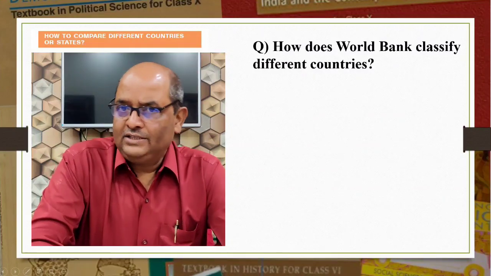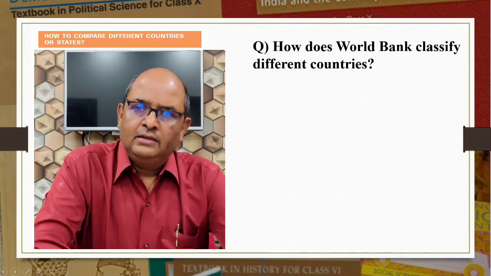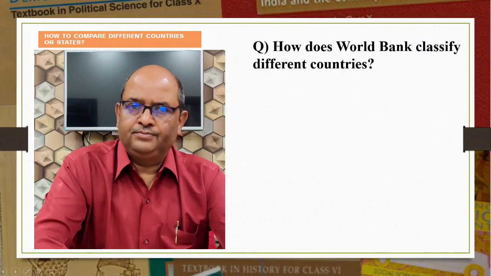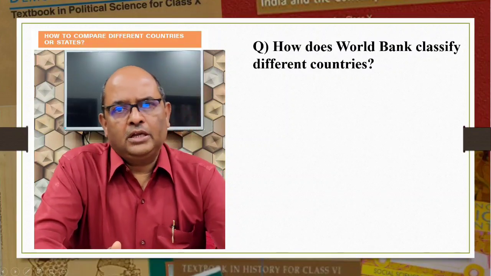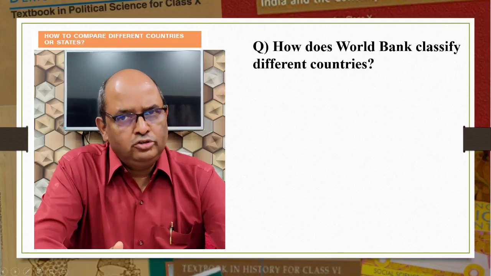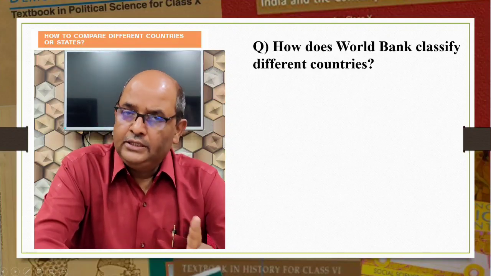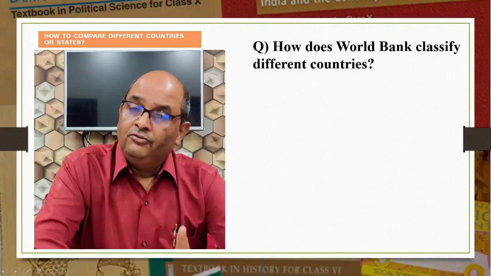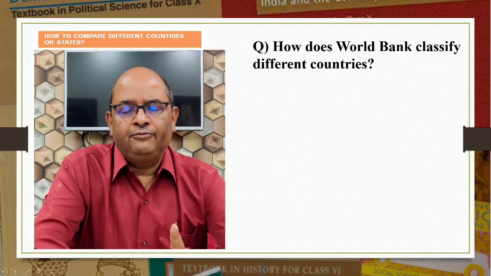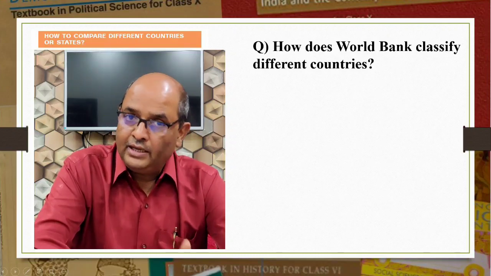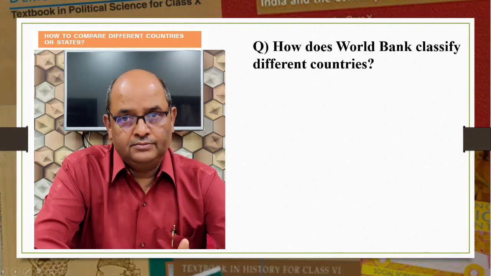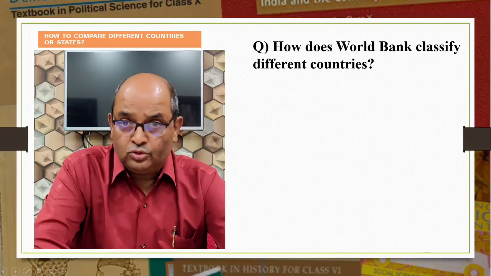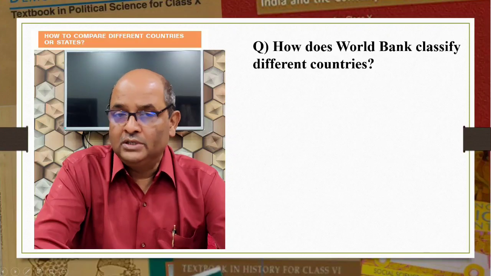How does the World Bank classify different countries? The World Bank classifies different countries on the basis of per capita income in the following ways. First, countries with per capita income of 12,056 US dollars per annum and above in 2070 are called rich countries. Countries with per capita income of 955 US dollars or less per annum are called low income countries. Those countries whose per capita income lies between these two groups are considered average income group countries.